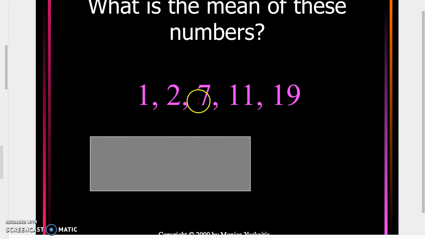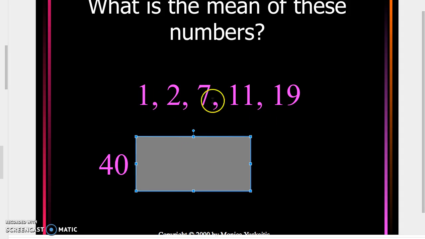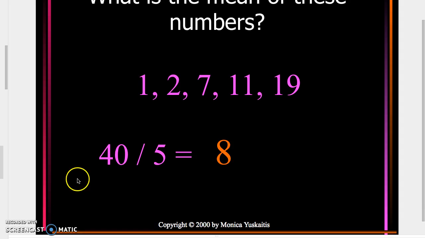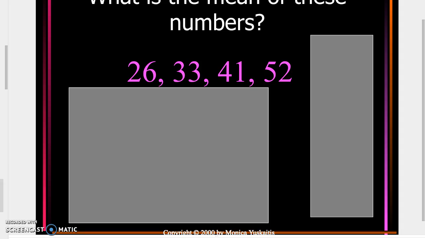Of these numbers, 1, 2, 7, 11, and 19, I decided to not add them all up on the paper, but you're welcome to. Find the mean of these numbers. I just did 1 and 2 makes 3, 7 more is 10, so this is 10 right here, 21, 31, and then plus 9 makes 40. So all these numbers added up together equal 40. And then how many addends do I have? 1, 2, 3, 4, 5. So my problem is 40 divided by 5 to find the average, and 40 divided by 5 is 8.